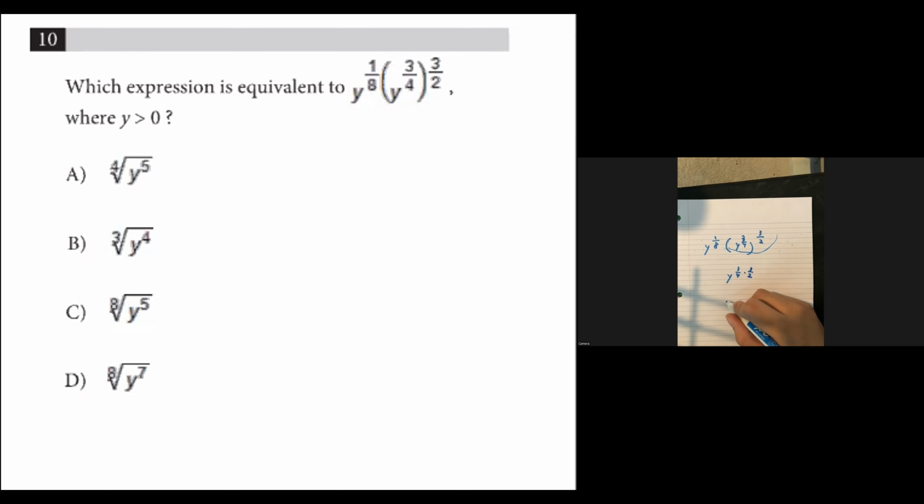Which would just be y to, well, first let's just make these similar. This would become 4, this would become 6. So that's 6 over 4 times 3 over 4.